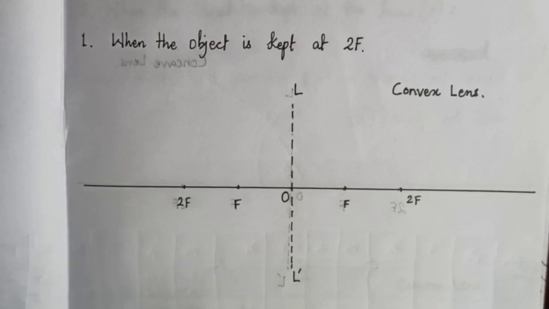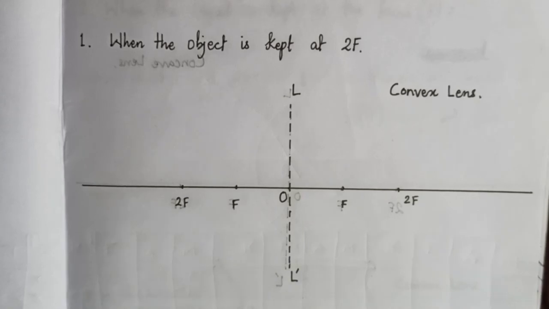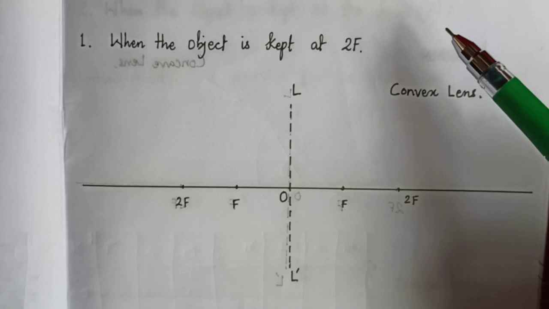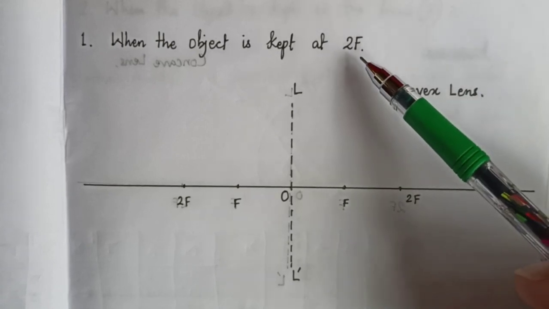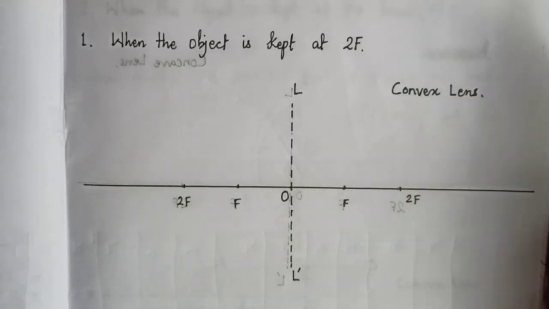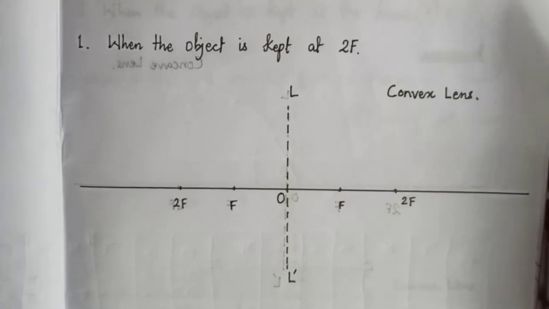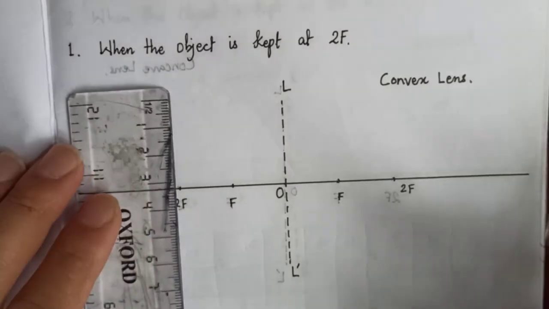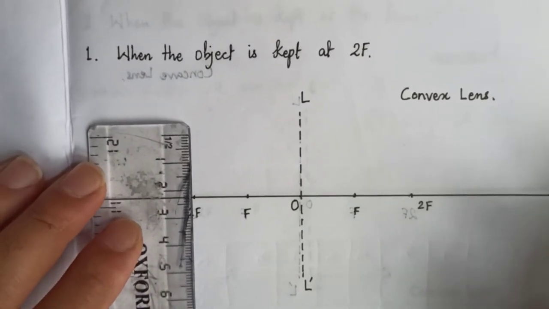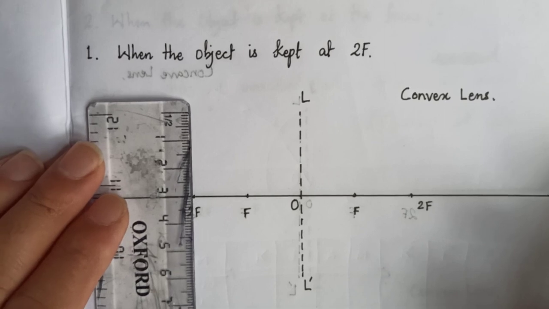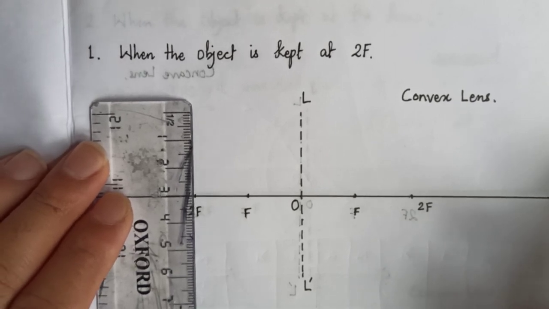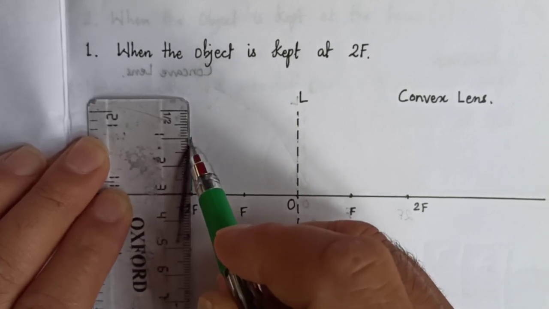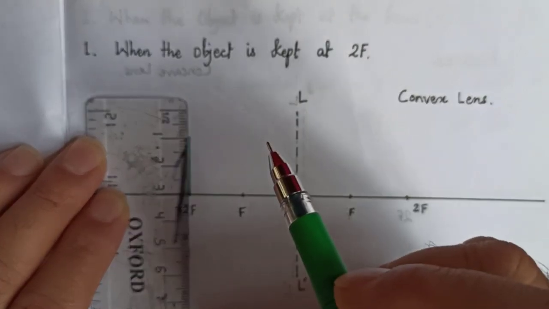So now the third step is placing the object at the given point, and the object is placed at 2F in this case. So we are placing the object here. In order to place the object exactly at 2F, we keep the object here. Object is kept exactly at 2F in front of the lens.